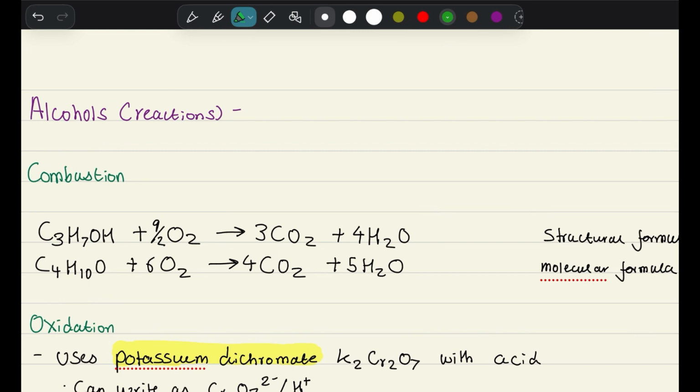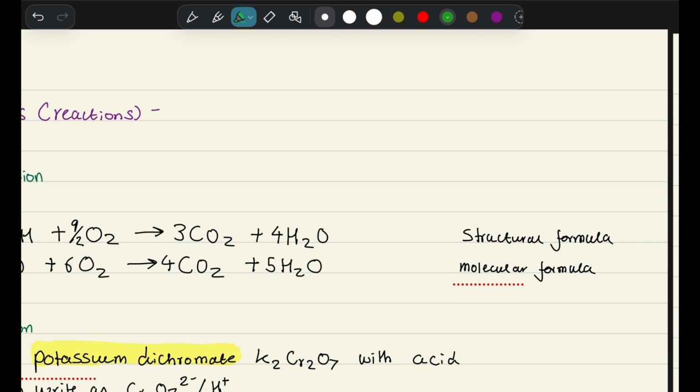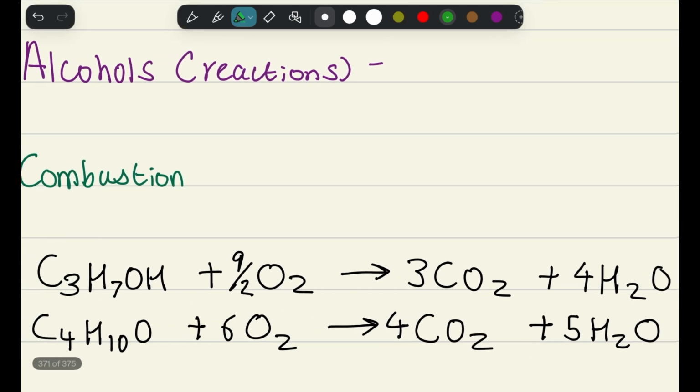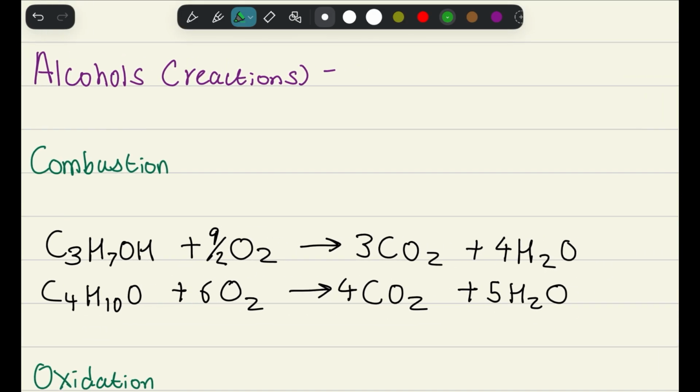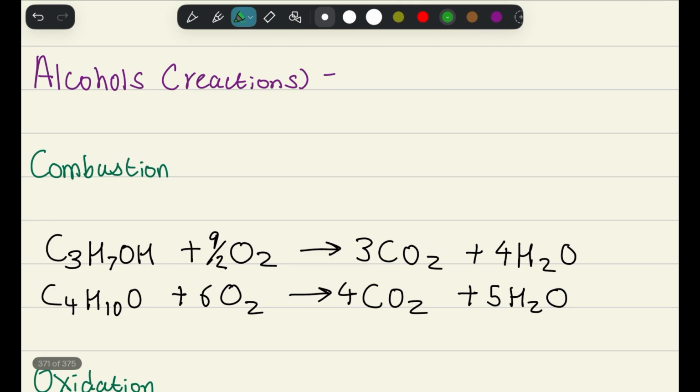Okay, so like we said, we have more reactions to go through. The next one is combustion, which again works very similarly to your alkanes and your alkenes. So literally, you react with oxygen, and you're forming carbon dioxide and water. Now, you can do this with either structural formula or molecular formula. You can see structural is on the top, molecular is on the bottom. Either way, it doesn't really matter. And also, you can use fractions if you want to, unless the question specifically states otherwise.